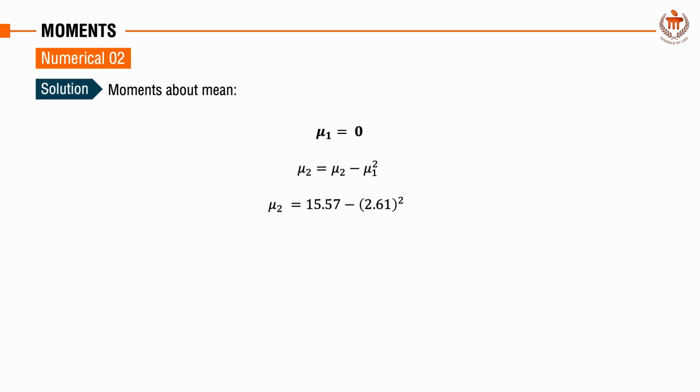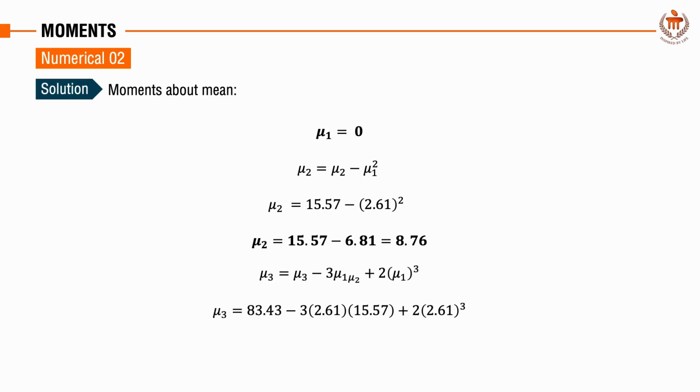Mu2 is equal to mu2 dash minus mu1 dash square. So here the mu2 dash we got as 15.57. Mu1 dash is 2.61. So when we calculate, mu2 is equal to mu2 dash minus mu1 dash square. Mu1 dash is 2.61, mu2 dash is 15.57. When we solve, we get the value of mu2 as 8.76.